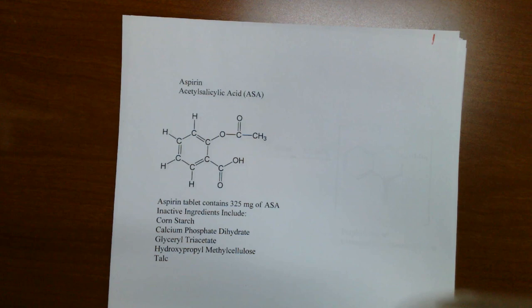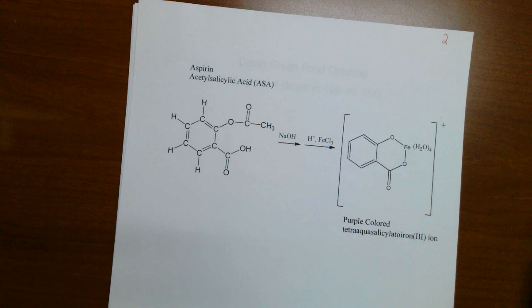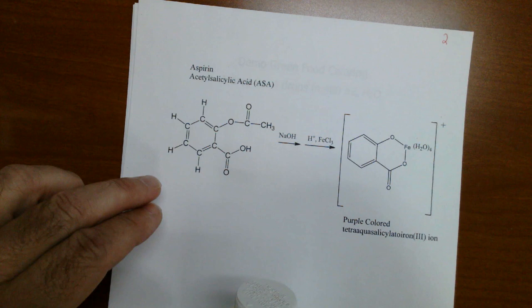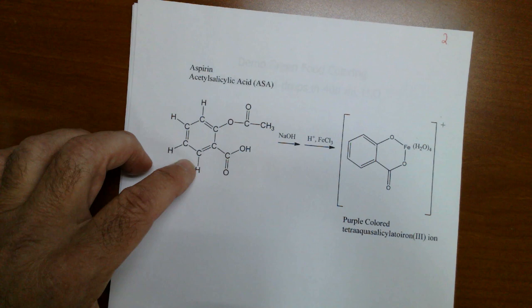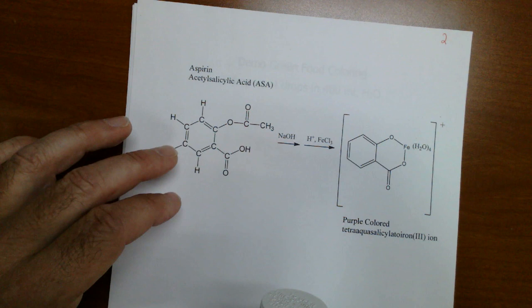So the first thing we're going to do when we come into the laboratory is we're going to prepare a solution from our aspirin. So I'm going to grind up a few tablets, and then I'm going to weigh out a certain amount of aspirin, okay? Then what I'm going to do is I'm going to take that and add to it some sodium hydroxide and heat it. This is to hydrolyze off that ester group, okay? And it'll convert this carboxylic acid group to an anion, right?